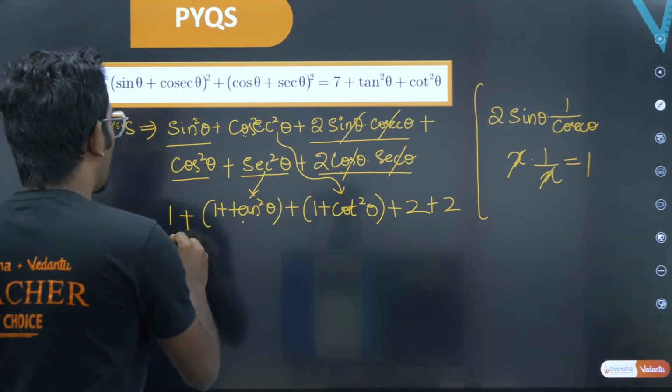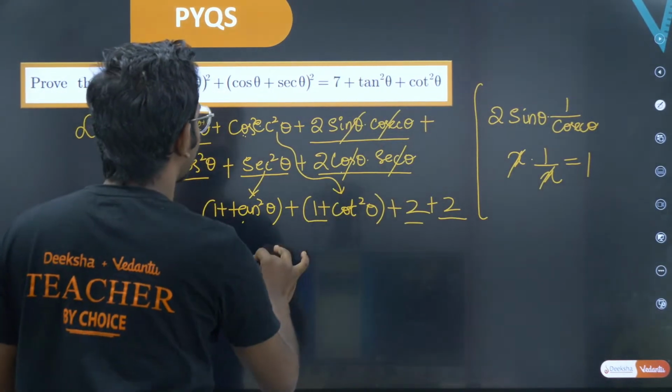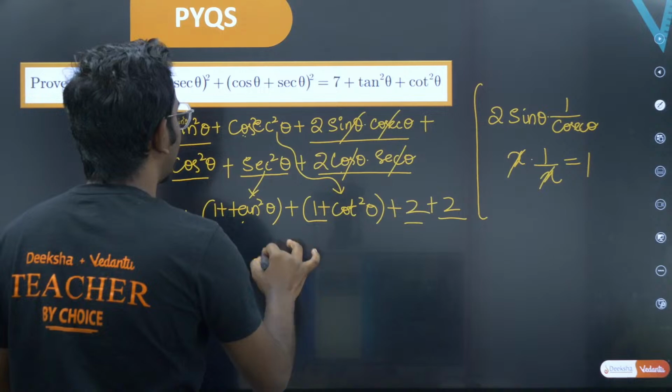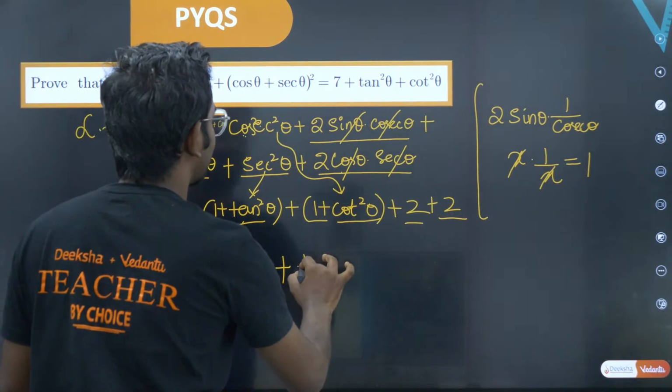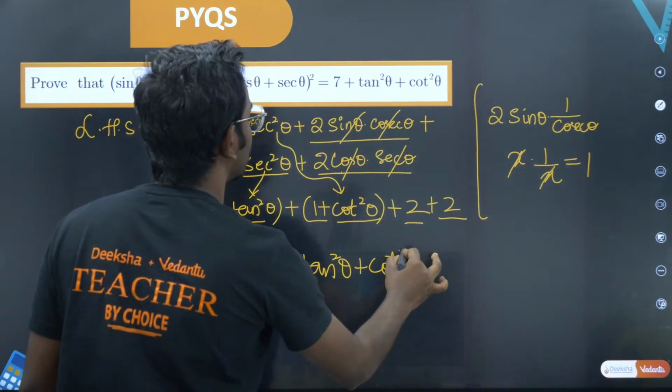So now you are left with 1, 2, 3, 4, 5, 6, 7. That is the 7 that we wanted. So 7 plus tan square theta plus cot square theta. That's it. We ended up with RHS. Very simple question. Hope you have got it.